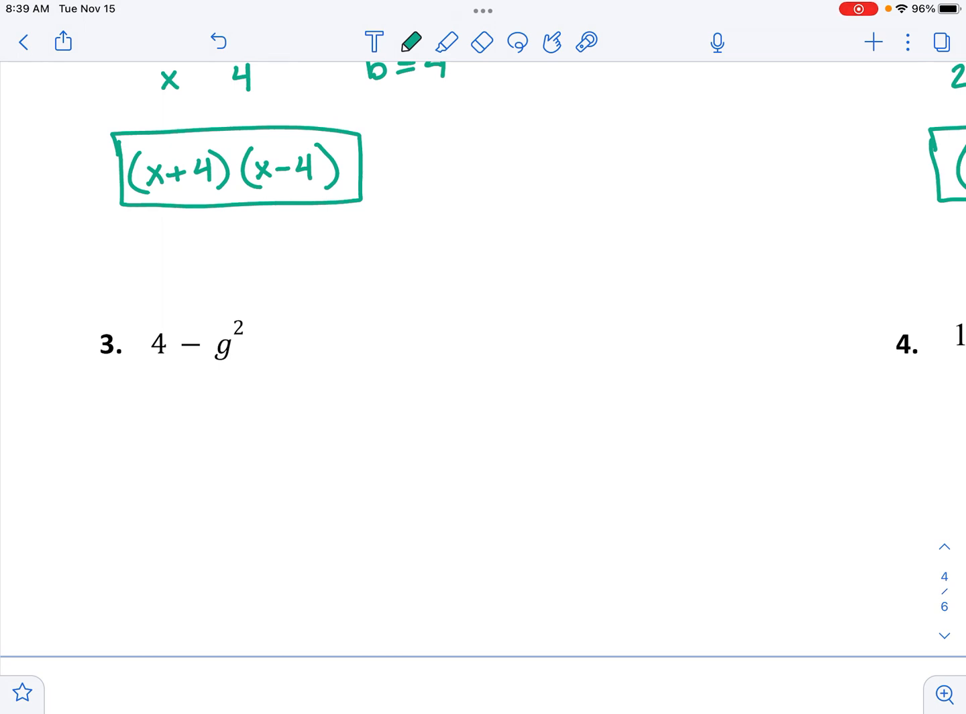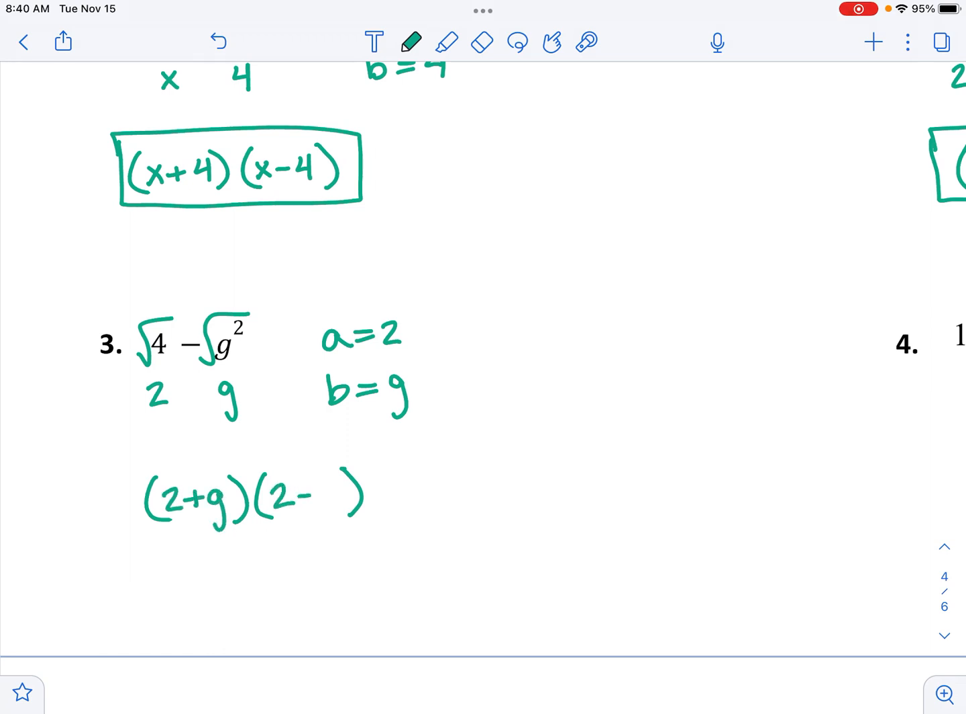All right, number 3 looks a little backwards. We're used to the variable first, but that does not matter. We're still going to square root each term. I see that 4. I know that 4 is a perfect square. When I do the square root of 4, I get 2. The square root of g squared, it's kind of like our x squared. The square root of x squared is x. So with g squared, the square root would be g. Don't let the actual variable itself throw you off. So that means a is 2 and b is g. We set up our 2 sets of parentheses, 1 plus and 1 minus. Still going in that same order as our problem. It doesn't matter that the 2 is first and not the variable.